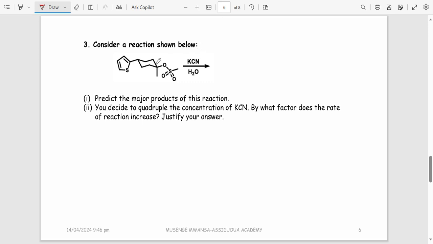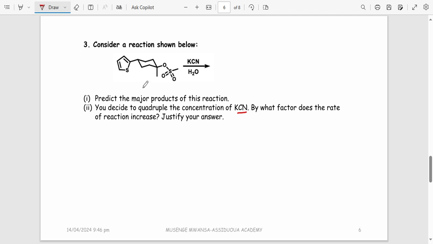Consider a reaction shown below. Predict the major products of this reaction. You decide to quadruple the concentration of the nucleophile. By what factor does the rate of the reaction increase? Justify your answer.